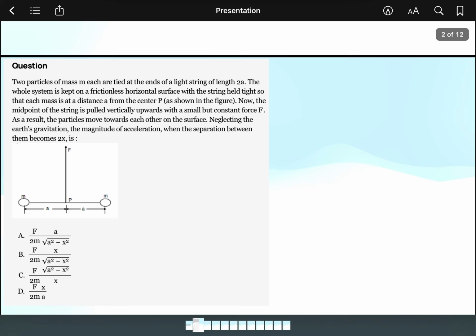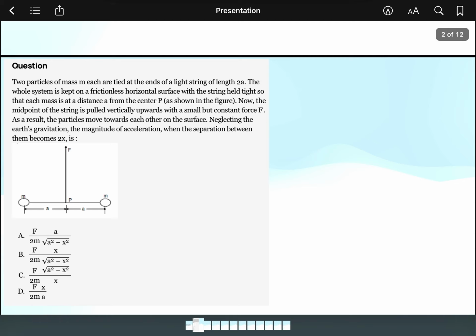Now the midpoint of the string is pulled vertically upwards with a small but constant force F. As a result, these two particles move towards each other on the surface, and the surface is frictionless here. Neglecting the Earth's gravitation, the magnitude of the acceleration when the separation between them is 2x.